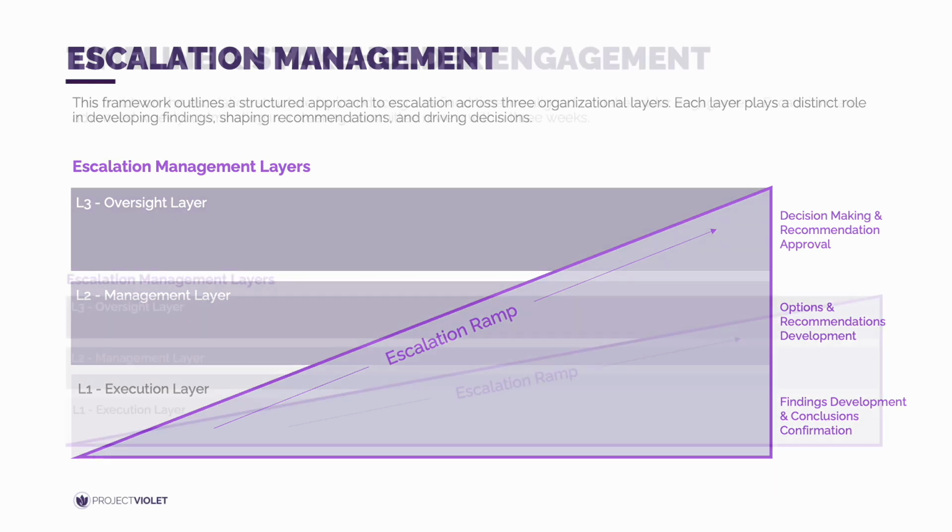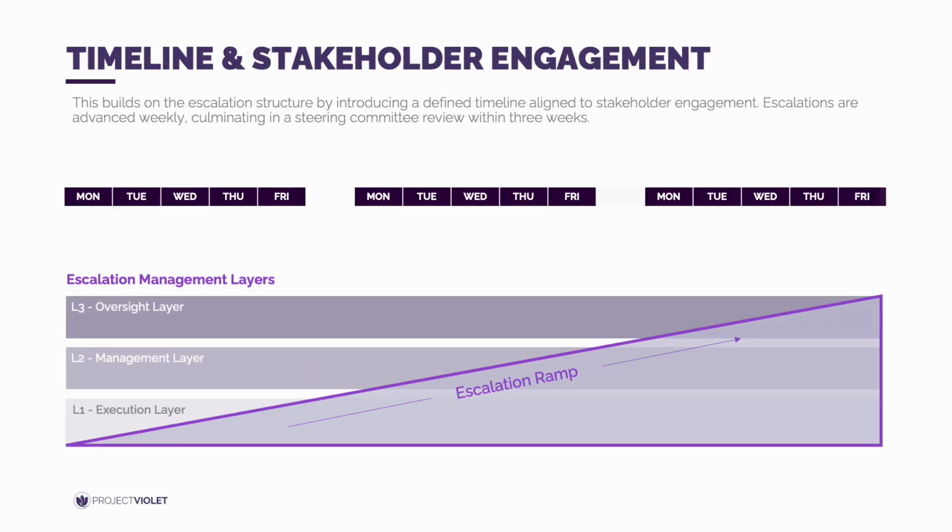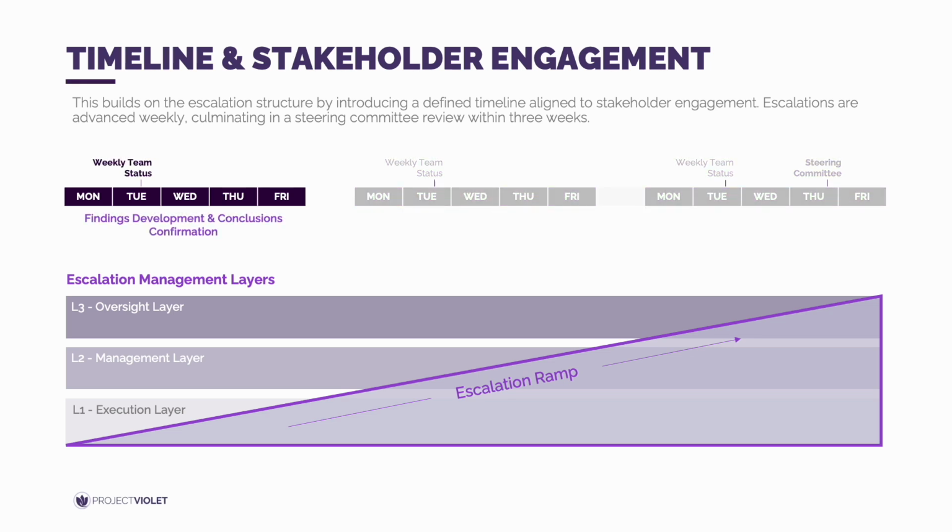Now, how long does this all take? Well, it depends, and it's really on the severity and potential time constraints. But let's walk through an example. Say it's the start of the month, and we need to resolve a critical issue in time for the steering committee meeting 3 weeks from now. Week 1 we'll use to validate the findings and confirm conclusions. We'll use the weekly team status meeting to restate the problem and make it clear that it is a priority.